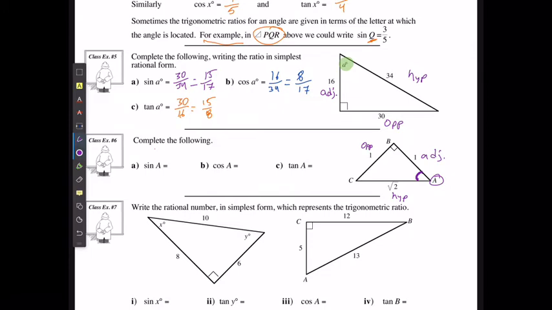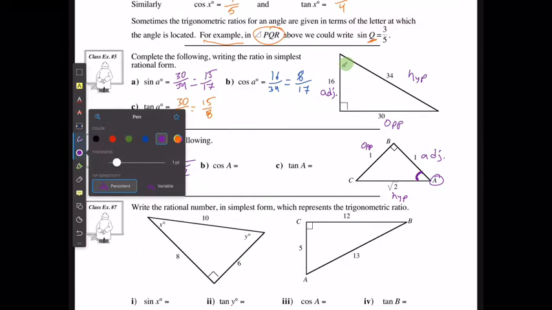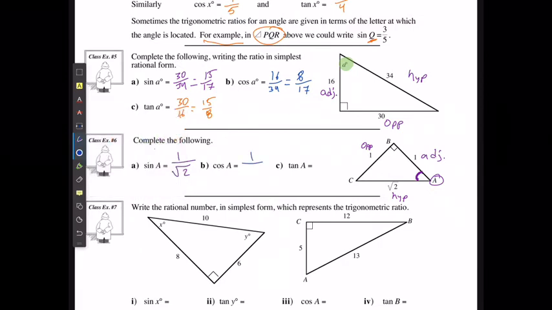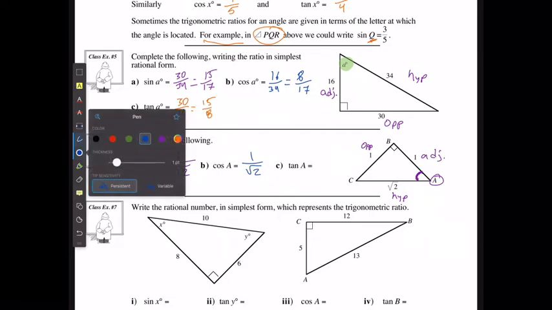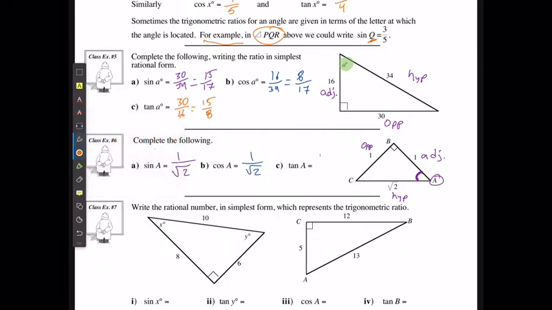So, if I want sine of A, that's going to be my opposite over my hypotenuse. Cos of A is going to equal my adjacent over my hypotenuse, and tan of A is going to equal my opposite over my adjacent, or just 1.